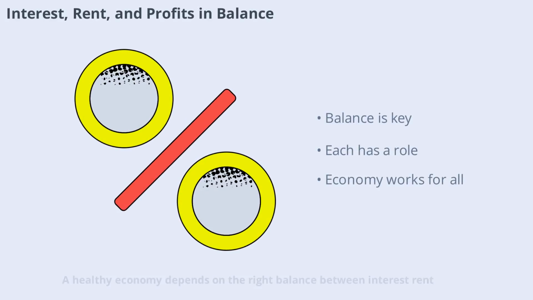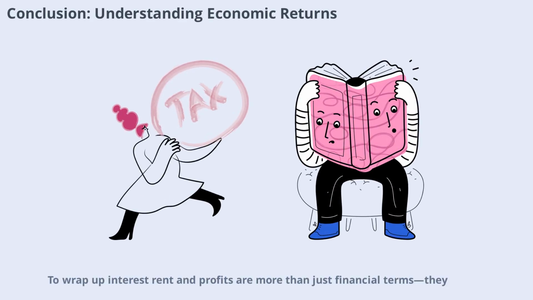A healthy economy depends on the right balance between interest, rent, and profits. Each plays a unique role in allocating resources, rewarding effort, and encouraging innovation. Policymakers, businesses, and individuals all have a part to play in maintaining this balance, ensuring that the economy works for everyone.